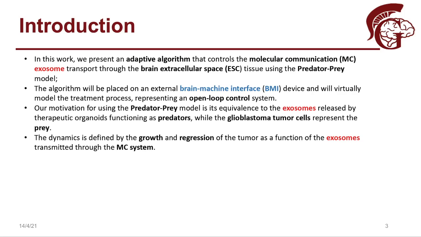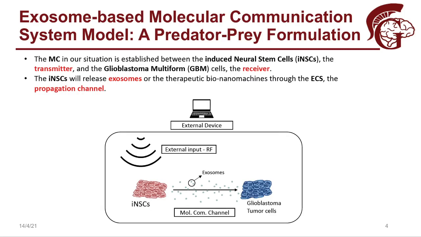So the dynamics of the system is defined by the growth and regression of the tumor as a function of the exosomes transmitted through the molecular communication system. The molecular communication system in our application is established between the induced neurostem cells, which represent the transmitter, and the glioblastoma tumor cells, which represent the receiver. The exosomes being released from the induced neurostem cells are the information carriers propagating through the molecular communication channel, which in this case is the brain extracellular space.